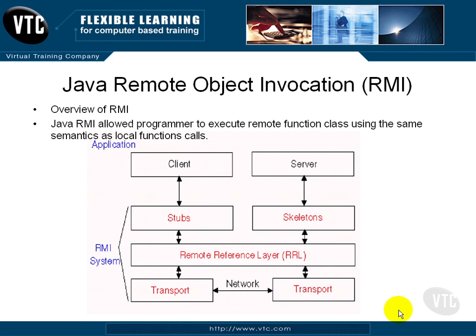In RMI, the term server does not refer to a physical server or application, but to a single remote object having methods that can be remotely invoked. Similarly, the term client does not refer to a physical client, but actually refers to the object invoking a remote method on a remote object. The same object can be both a client and a server.